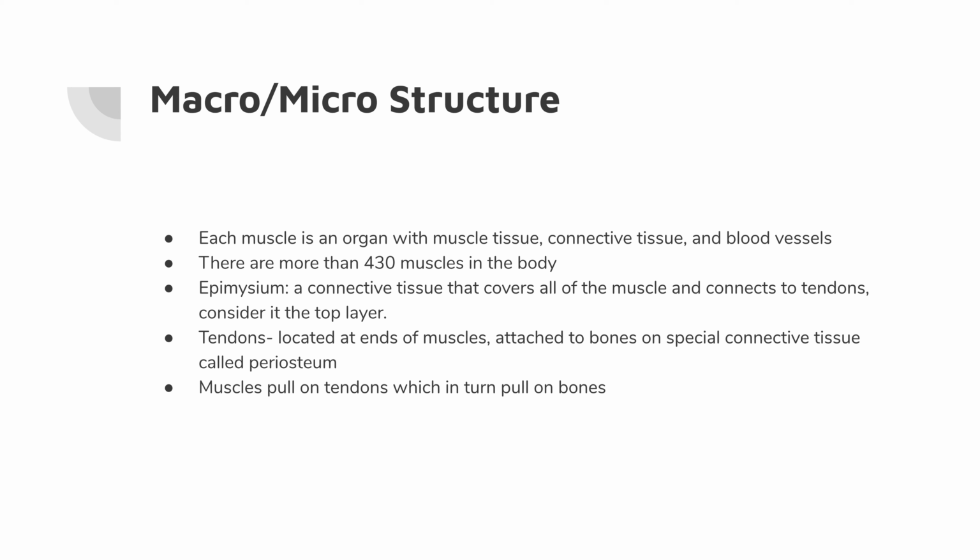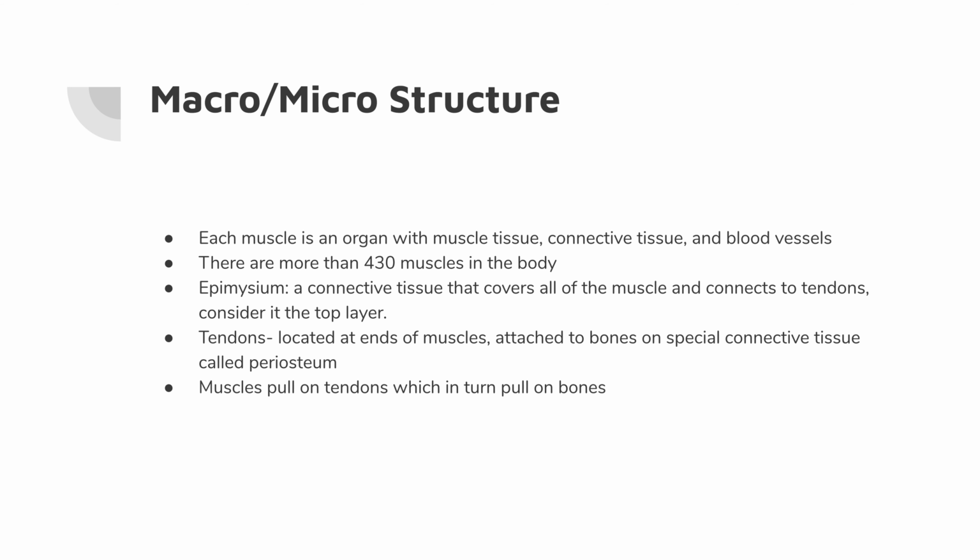So let's go through a little bit of the large and small structure, the macro and microstructure of skeletal muscle tissue. So each muscle is its own organ. It's filled with muscle tissue predominantly, but it's also got some connective tissue. It's got a lot of blood supply, so there's a lot of blood vessels that are interweaved in those tissues. And when we consider the body, we're talking about a system that has over 430 different parts to it, right? So there's about 430 muscles in the body. So if we think about it, it's one of our larger systems in the body.